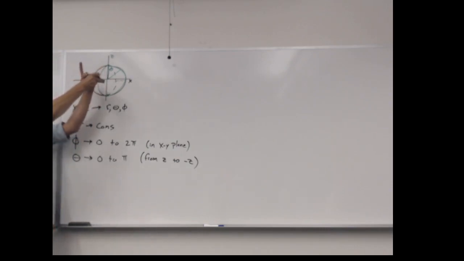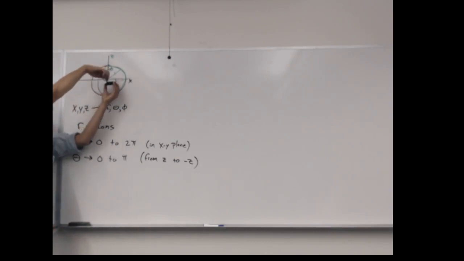So this ring is now taken and twisted, so it's kind of pointing in and out of the board. Now we've got this z component as well. So the phi is spinning around in the xy plane.